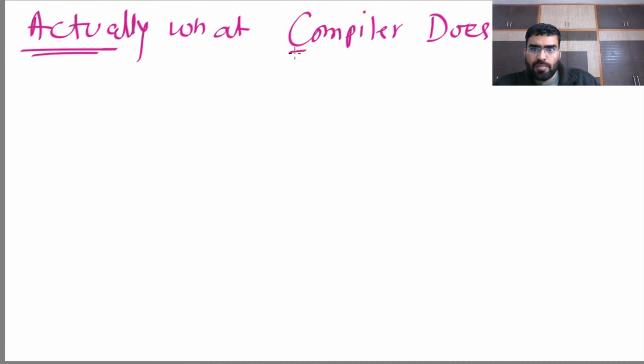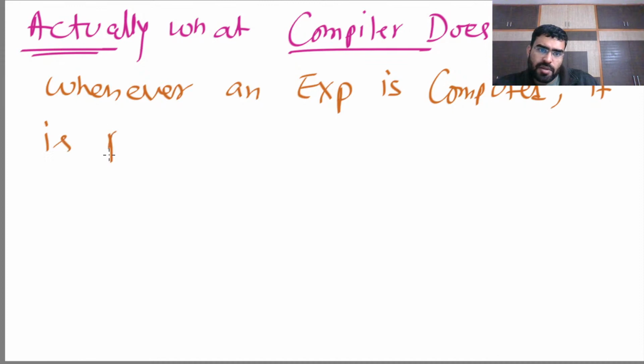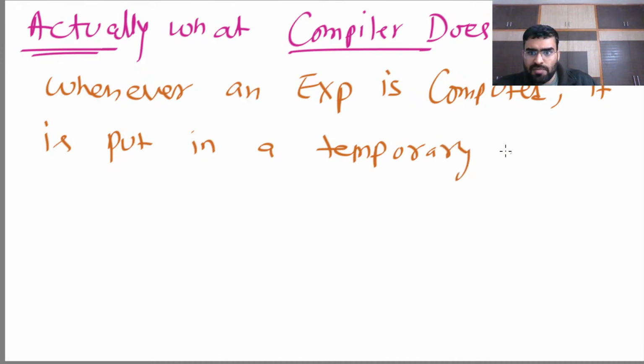Okay, so actually, let me tell you what the compiler does. Whenever an expression is computed, it is put in a temporary variable. After some time we will see this in detail, but it is put in some temporary variable. For example, you have this scenario.